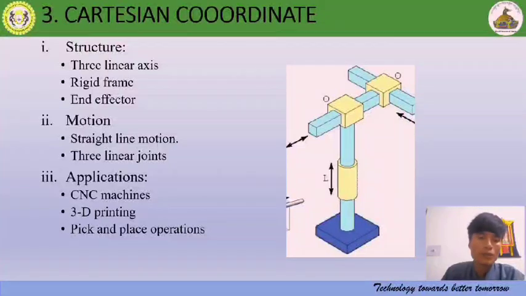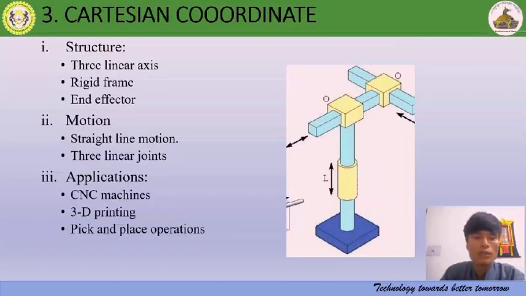And second one, it is on the basis of motion. In terms of motion, it is divided into two parts: straight line motion and three linear joint. I'll directly explain on the basis of straight line motion. The robot moves in a straight line along three perpendicular axes, x, y, and z axis. This is similar to how a point moves in a Cartesian coordinate system.